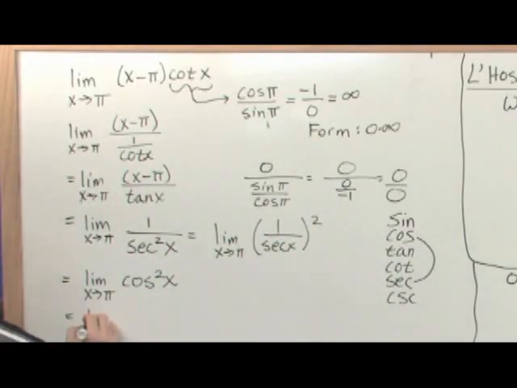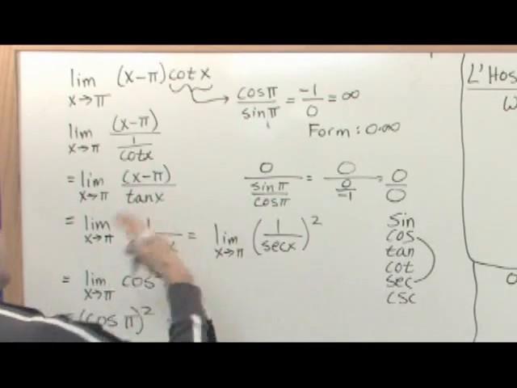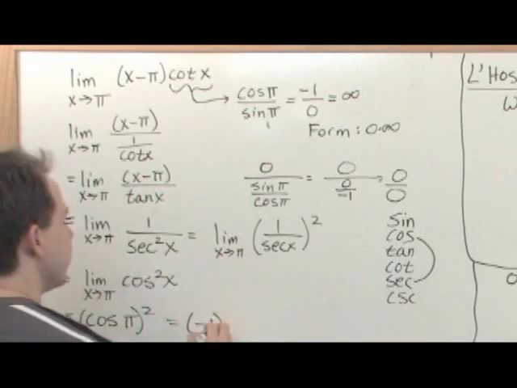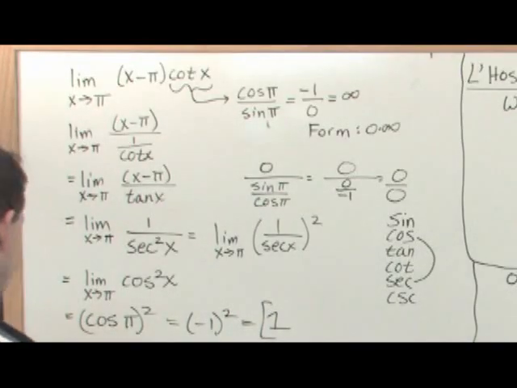So this is going to be the limit. Well, actually, I don't even need to write the limit anymore, because now this reduces down to cosine of pi squared, which is going to be -1, because cosine of pi over here is going to be -1 squared, which is going to give you +1. +1 is the answer. Okay?